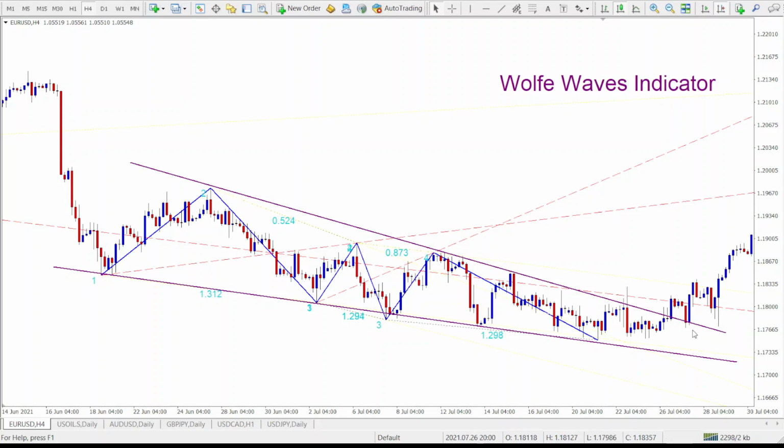So make use of trend lines. I'm going to recommend using trend lines in addition to the Wolfe Waves indicator. For example, the Wolfe Waves are going to show you the lines of the waves, as you can see, displayed here in these blue lines. But the Wolfe Wave might not give you a detailed breakdown of the trend.